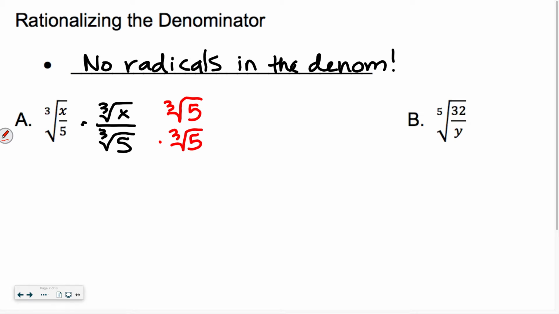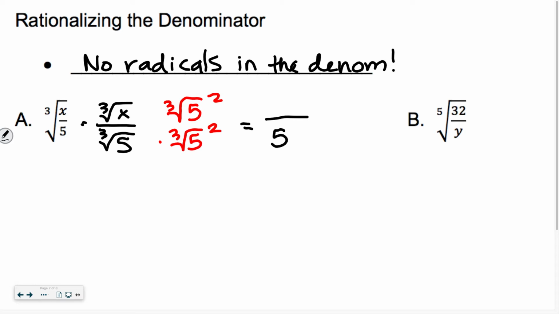How many cube roots do you need to make 5? Cube roots, 2. 2 would be for square roots. Cube roots need 3. How many do you have right here? 2. You need another one. Now, a cube root of 5 times a cube root of 5 squared is a cube root of 5 cubed, which is just 5.